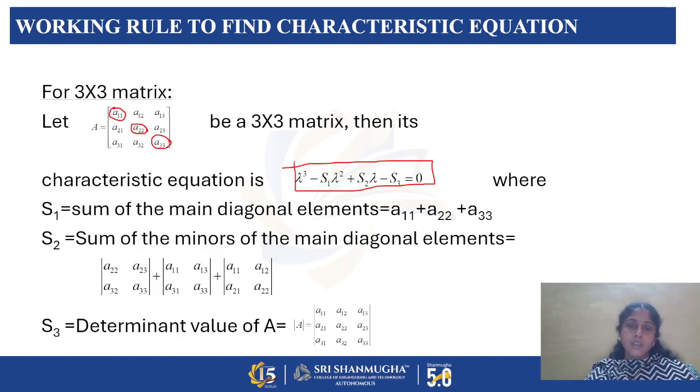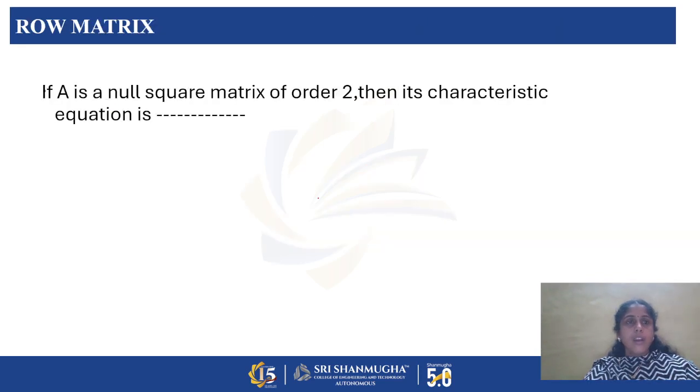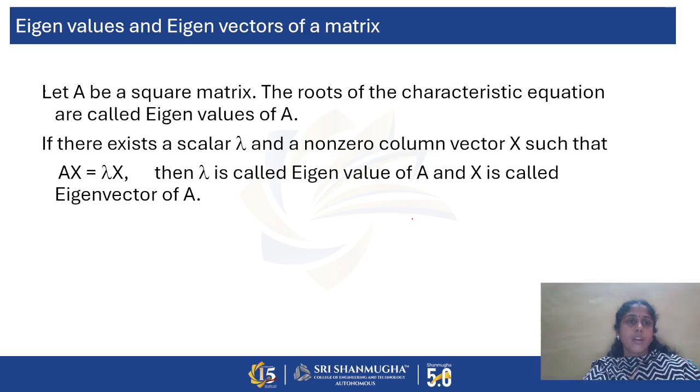So we have to go back to the basic formula of the characteristic equation. I have to substitute s1, s2, s3, and I will get an equation. Now, if A is a null square matrix of order 2, then what is its characteristic equation? Just a question to put forth. So lambda squared will be equal to 0.